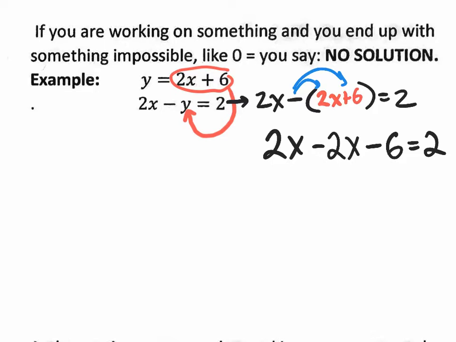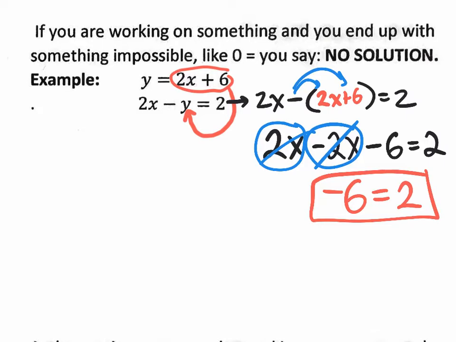So when you simplify, you always distribute first and then combine like terms second. So I'm going to combine like terms. Here's a 2x, there's a minus 2x. What happens? 0 x's, they're gone. So what do I have left? I have a negative 6 equals 2. That is impossible. So what do we say? No solution.